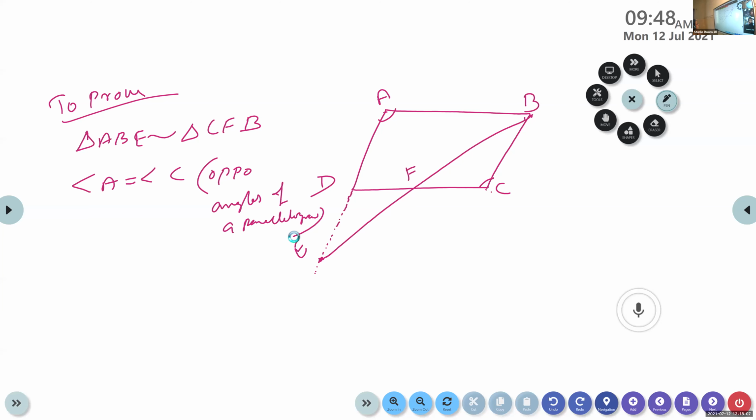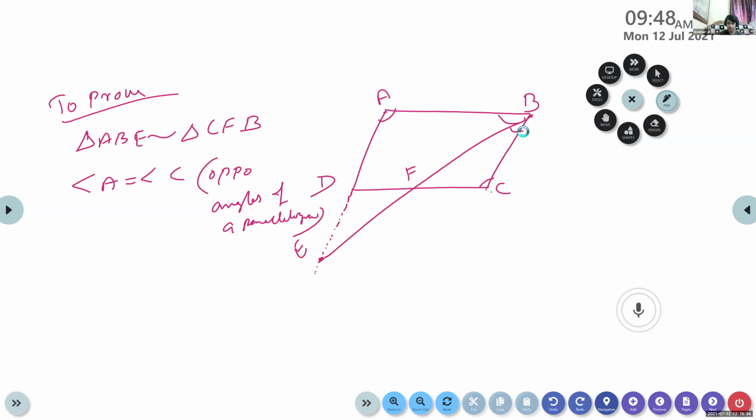Here we have only three pairs. One pair we got equal. Check the other two pairs. Find any reason for angle D and angle B that is in the opposite side. Angle B and angle D are not equal. For AEB, angle B is this one. For CFB, angle B is the other one. So they are not equal.